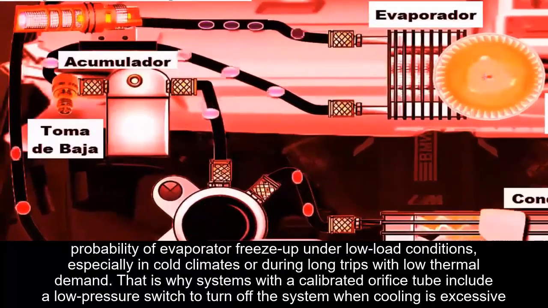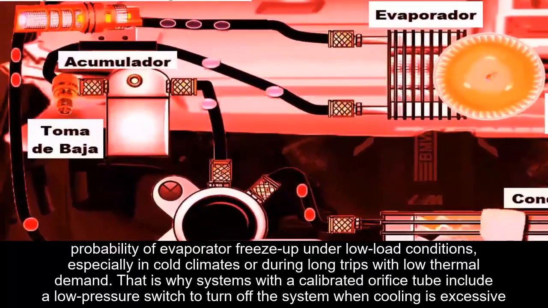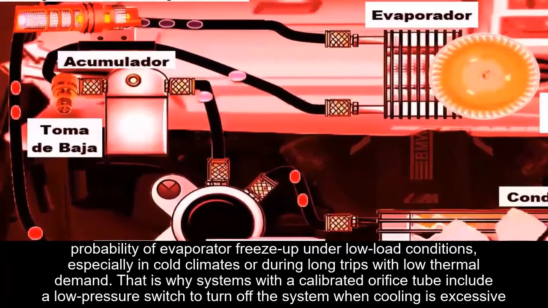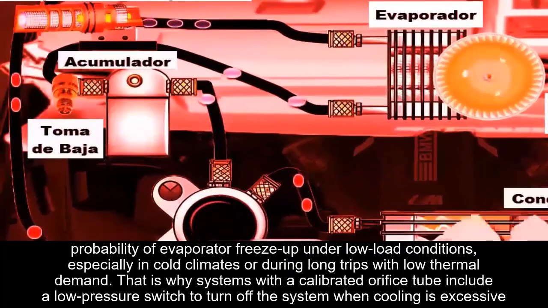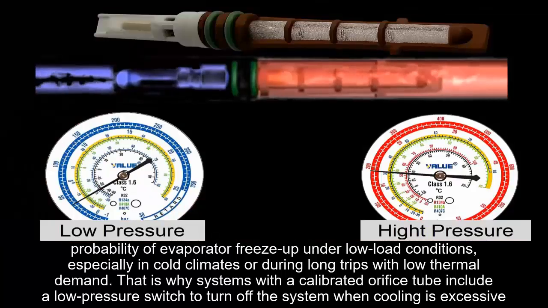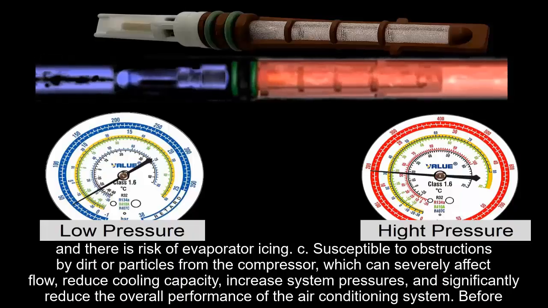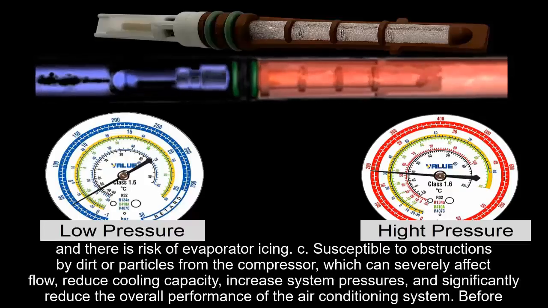B. Higher probability of evaporator freeze-up under low load conditions, especially in cold climates or during long trips with low thermal demand. That is why systems with a calibrated orifice tube include a low-pressure switch to turn off the system when cooling is excessive and there is risk of evaporator icing. C. Susceptible to obstructions by dirt or particles from the compressor, which can severely affect flow, reduce cooling capacity, increase system pressures, and significantly reduce the overall performance of the air conditioning system.